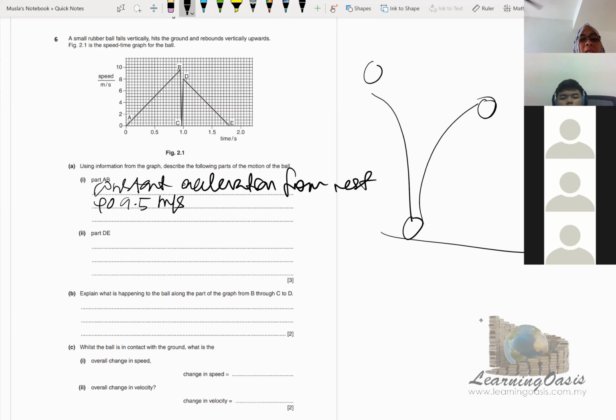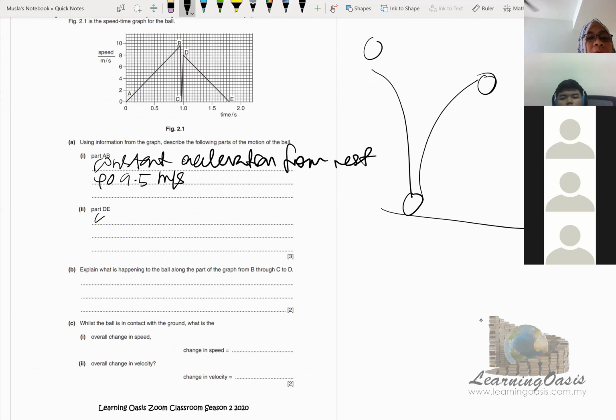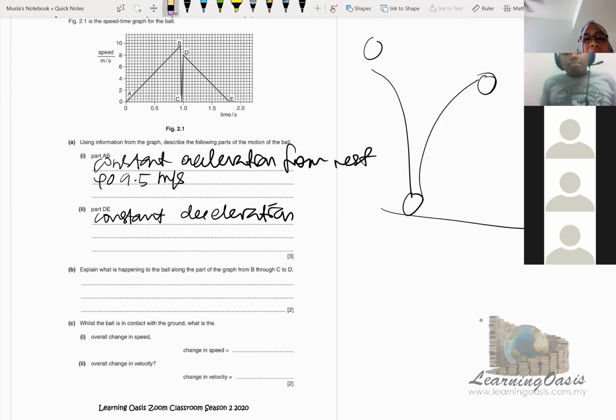Okay. Now part D. DE should be constant deceleration. What else? From 8 meters per second to 0 meters per second. But what happened at E? It comes to rest. What's the time here? 1.8. Constant deceleration, and at 1.8 seconds it comes to rest, or it stops at 1.8.